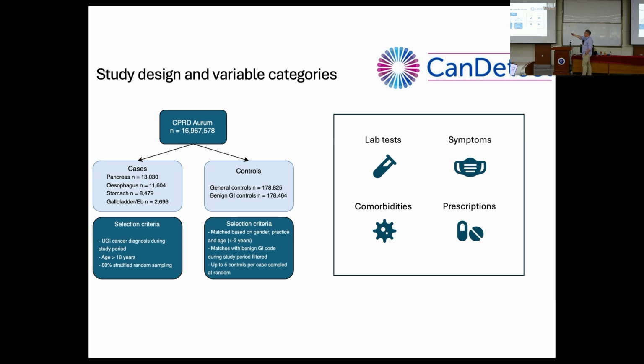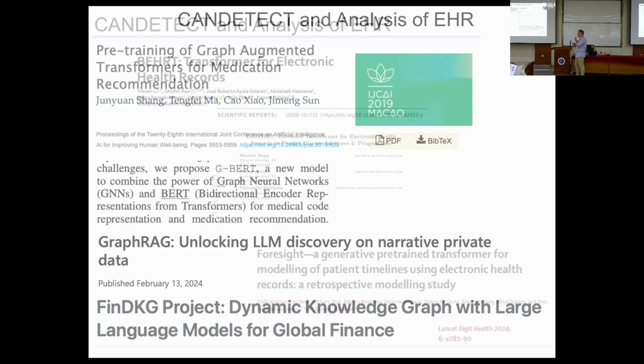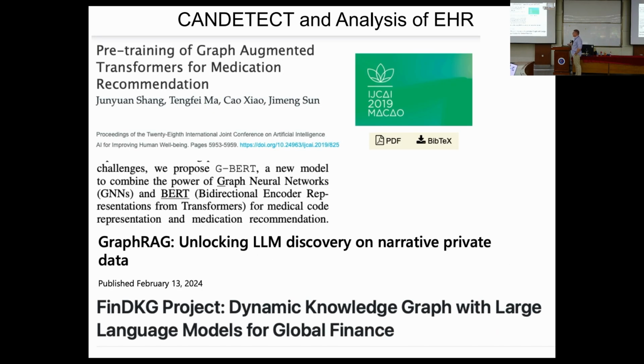Finally, we are now involved in the CanDetect study, an analysis of electronic health records of 16 million people, and we were interested in dangerous gastro cancers. Here we have just started work. We applied BEHRT, which is a BERT adaptation for the analysis of electronic health records. It shows quite good results, but I hope very much to use graph RAGs and dynamic knowledge graphs as well.